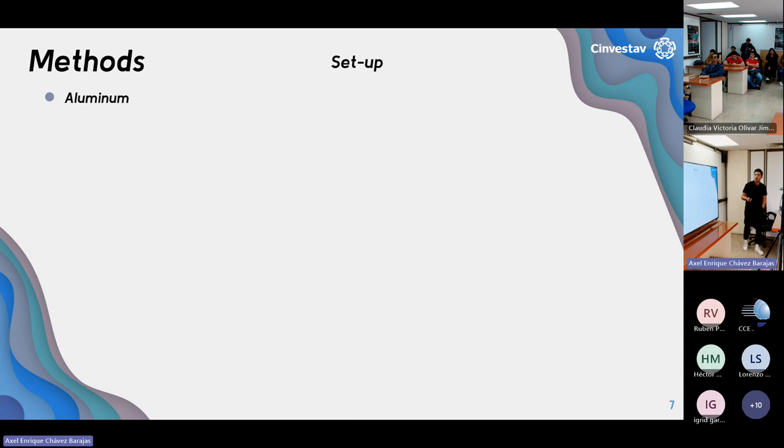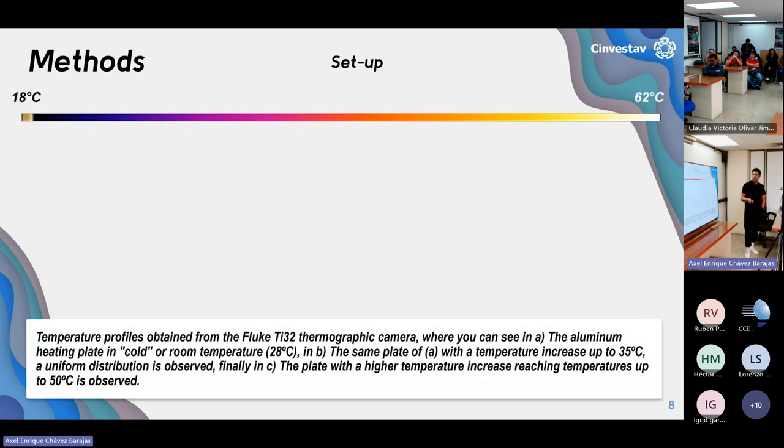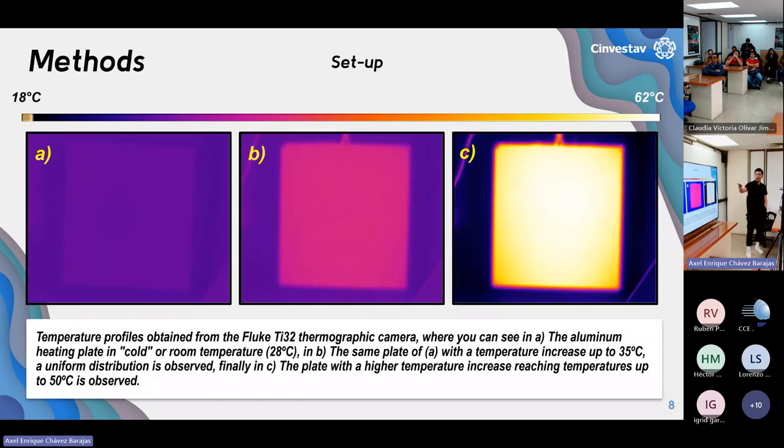So the methods are very easy to understand. In this case, I am presenting the heating plate that is a part of our experimental setup. This heating plate is made of aluminum. So in order to validate the experimental setup that we are proposing, we conducted some validation tests. In this case, I am showing you a figure: item A, item B, and item C are the same heating plate, but at different temperatures.